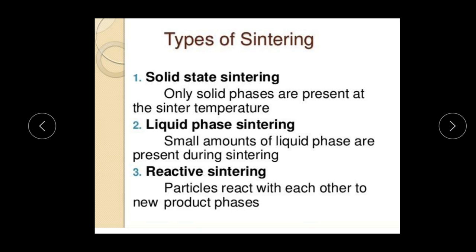So coming to the other types of sintering which come under the conventional process. Number one, solid state sintering. Now only solid phases are present at the sinter temperature. And liquid phase sintering, small amounts of liquid phase are present during the sintering. And reactive sintering, the particles react with each other and a new product phase will be formed.